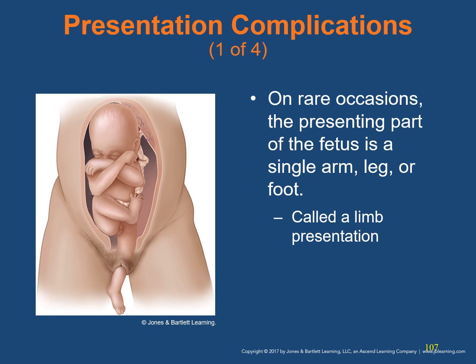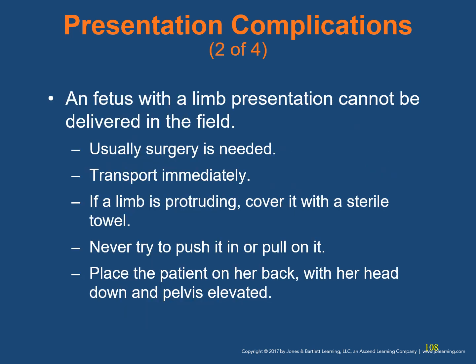Presentation complications. On rare occasions, the presenting part of the fetus is neither the head nor the buttocks, but a single arm, leg, or foot. This is called limb presentation. An infant with limb presentation cannot be successfully delivered in the field. Usually surgery is needed. You must transport the patient to the hospital immediately.